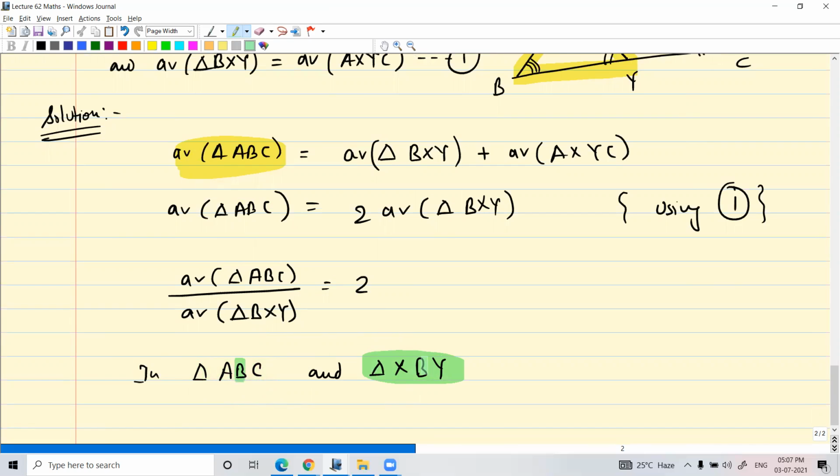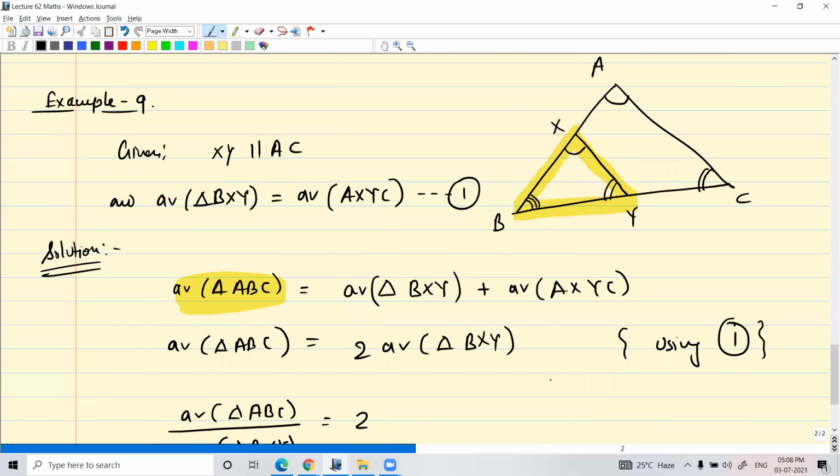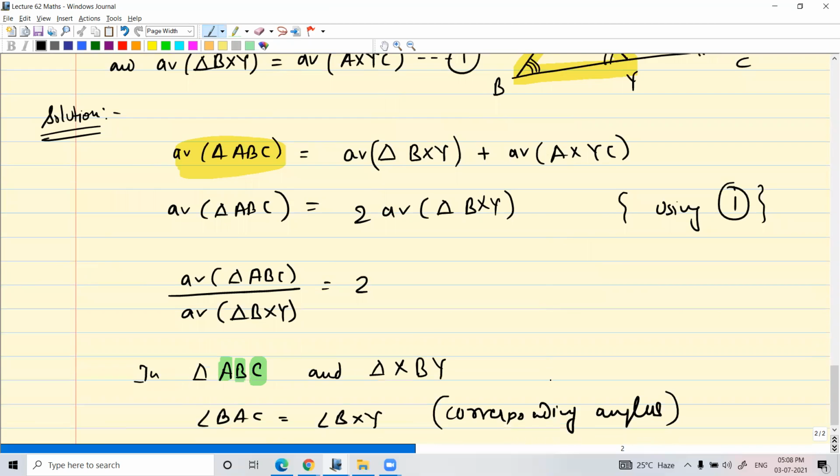I was talking about the correspondence: B corresponds to B, they are common angles. A and X are corresponding angles. Angle A is equal to angle X, and angle C is equal to angle Y. They are corresponding angles. That's why I have written it in this order: ABC and XBY. So just mention the angles. Corresponding angles, and I can say angle BCA is equal to angle BYX.